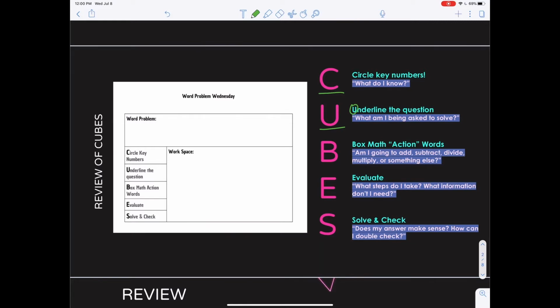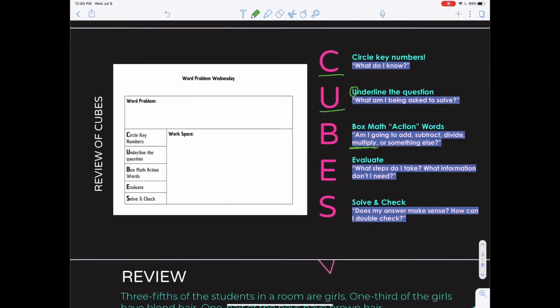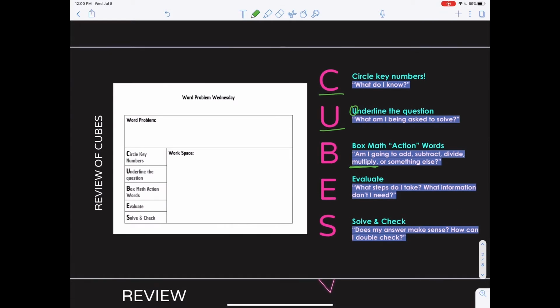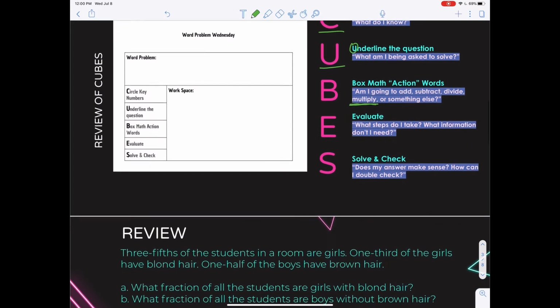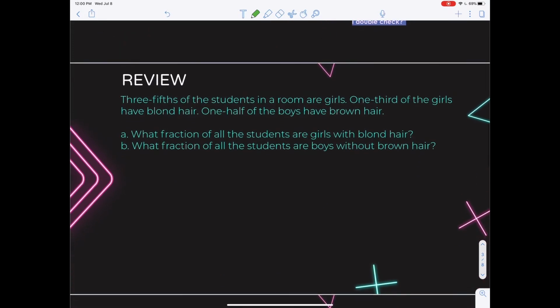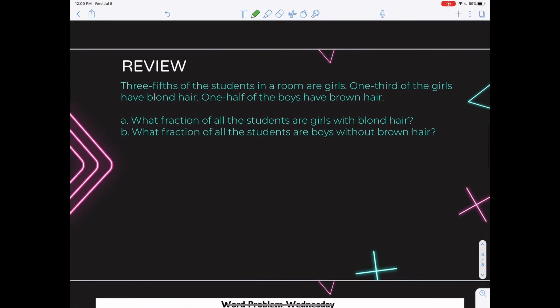For these problems, it's most likely going to be an action word that goes along with multiplying, since we're multiplying fractions. E is for evaluate. So what steps do I take? What information don't I need? And for S, it is solve and check. Does my answer make sense? And how can I double check? And we're going to go ahead and jump into a review from yesterday's that I promised you guys.